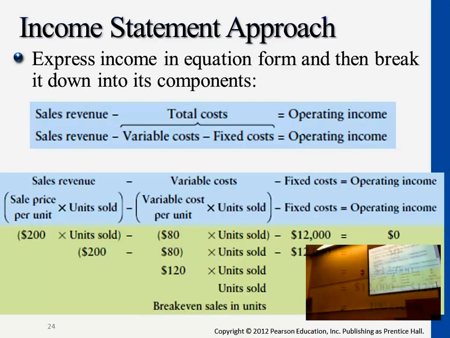Okay, so if they provide only 80 events, then they will not be covering the fixed cost and variable costs, because 200 multiplied by 80 gives you $16,000. Variable cost will give you $6,400, minus fixed cost. How would this add up? This will give you minus $2,400. You will have an operating loss if you only have 80 events.